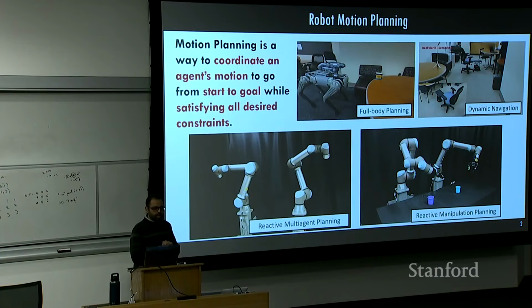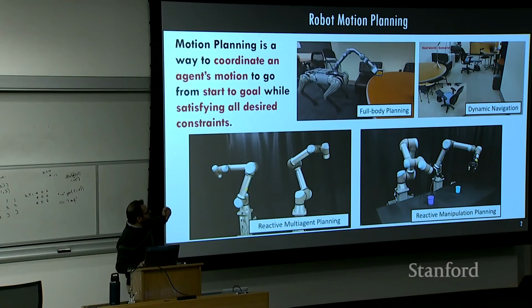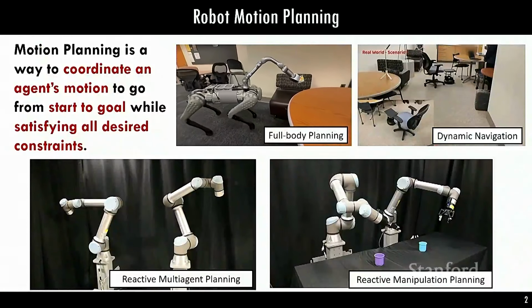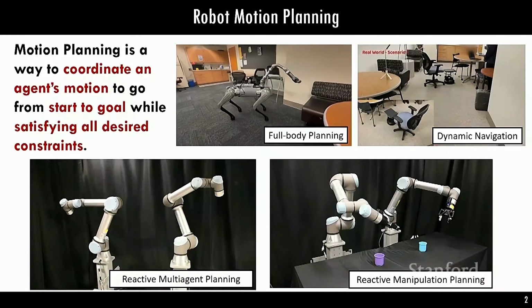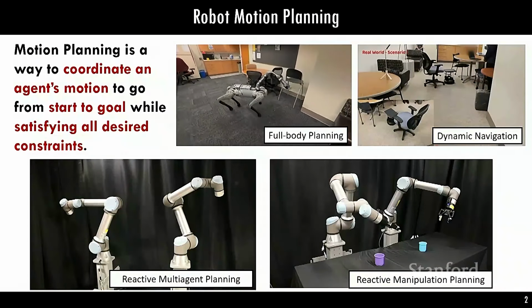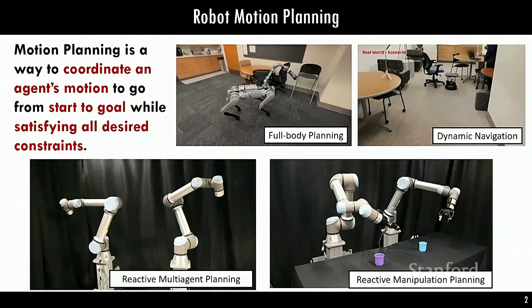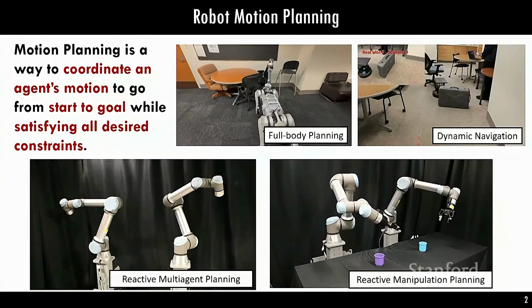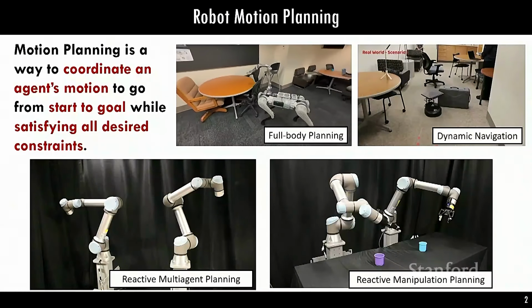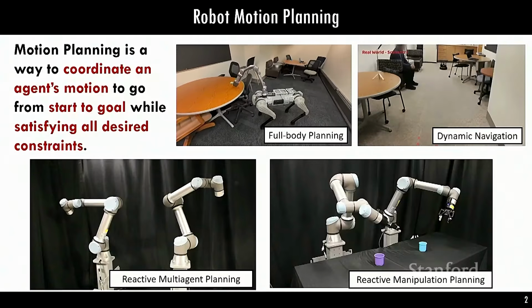These are the applications that my lab focuses on, ranging from full body motion planning. Here there is a mobile rugged robot moving objects from a given start to a given goal. Then we also solve this problem in a dynamic environment where we dynamically place obstacles in front of the robot.